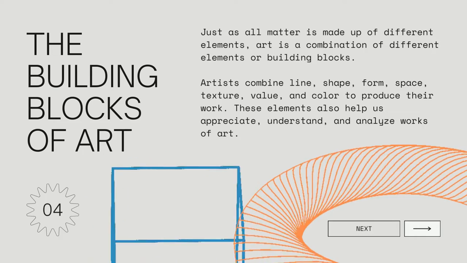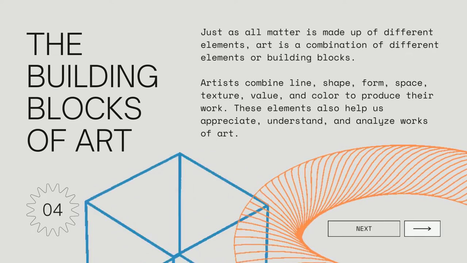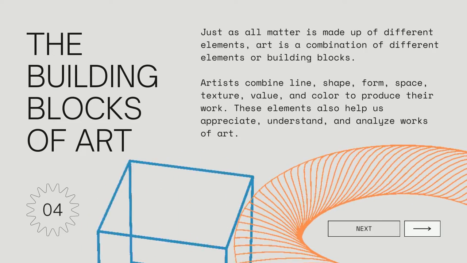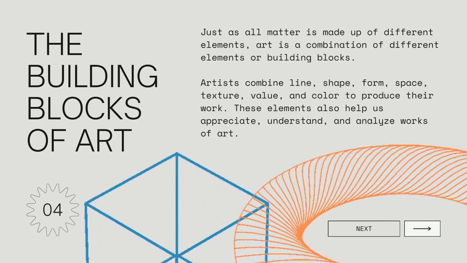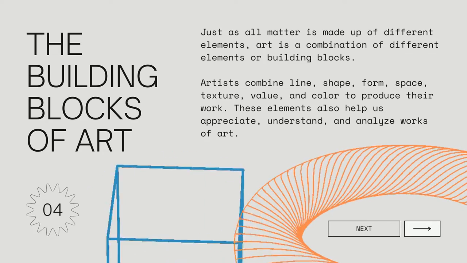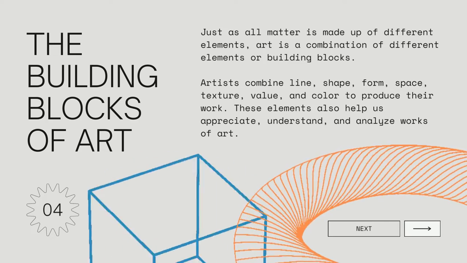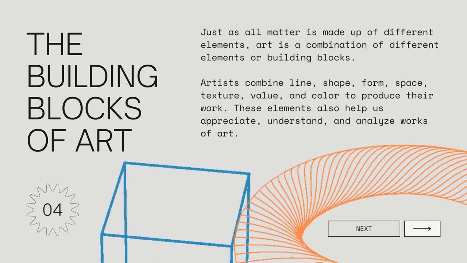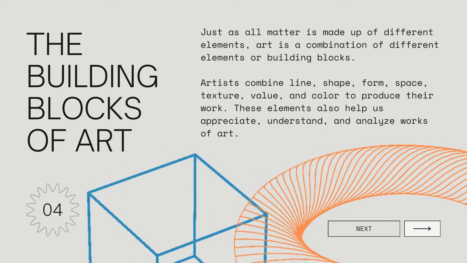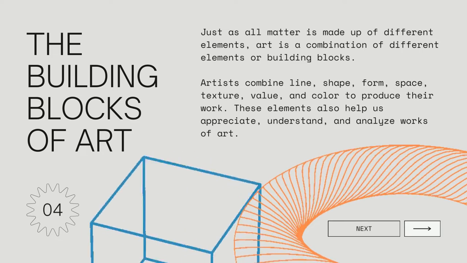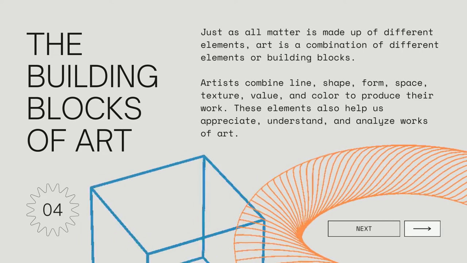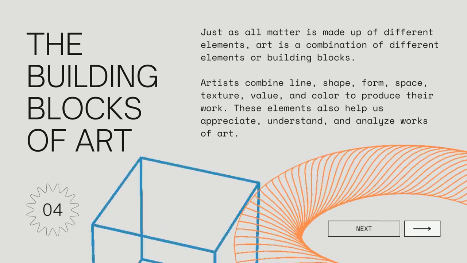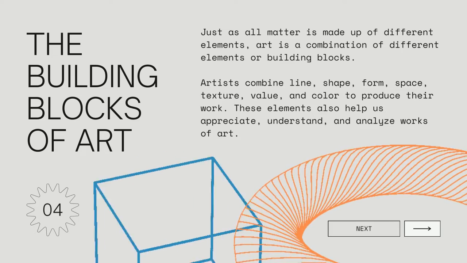The building blocks of art. Just as all matter is made up of different elements, art is a combination of different elements or building blocks. Artists combine line, shape, form, space, texture, value, and color to produce their work. These elements also help us appreciate, understand, and analyze works of art.